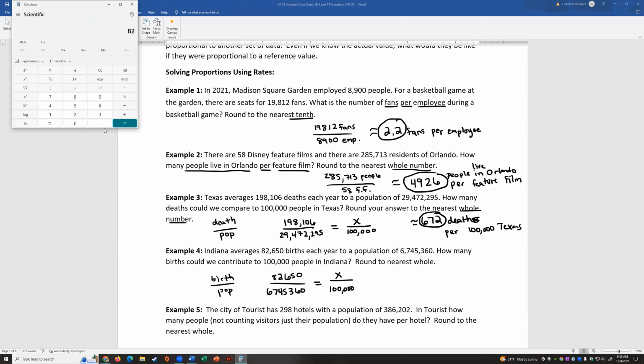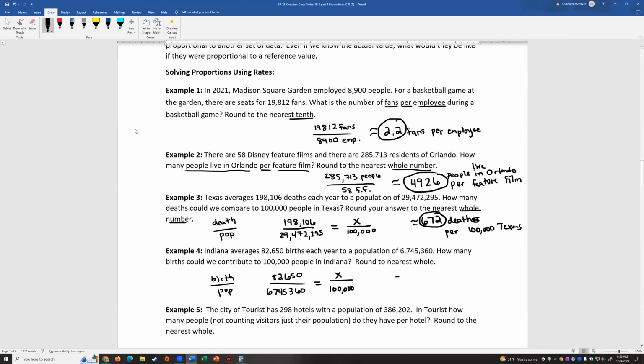So 82,650 times 100,000, and then divide that by 6,745,360. And we're rounding to the nearest whole. If you notice, I have a 0.2, so it's not going to bump it up. So it's approximately 1,225 births per 100,000 people in Indiana, or Hoosiers, if you want to say. Okay.